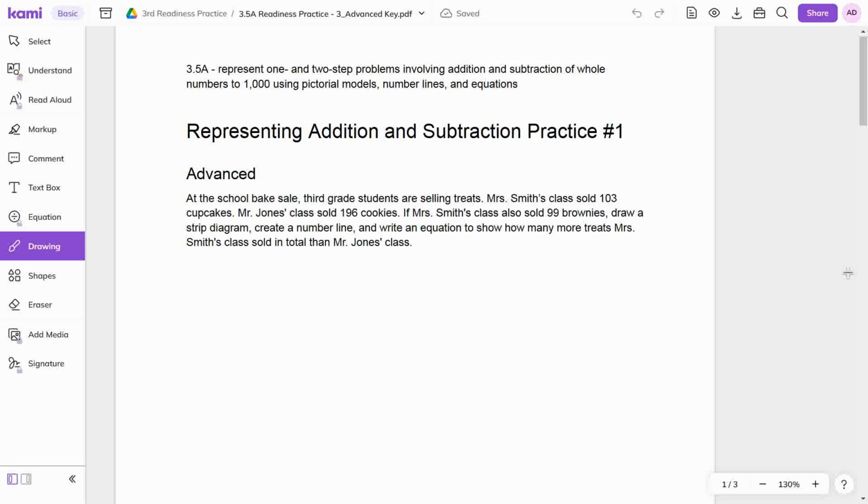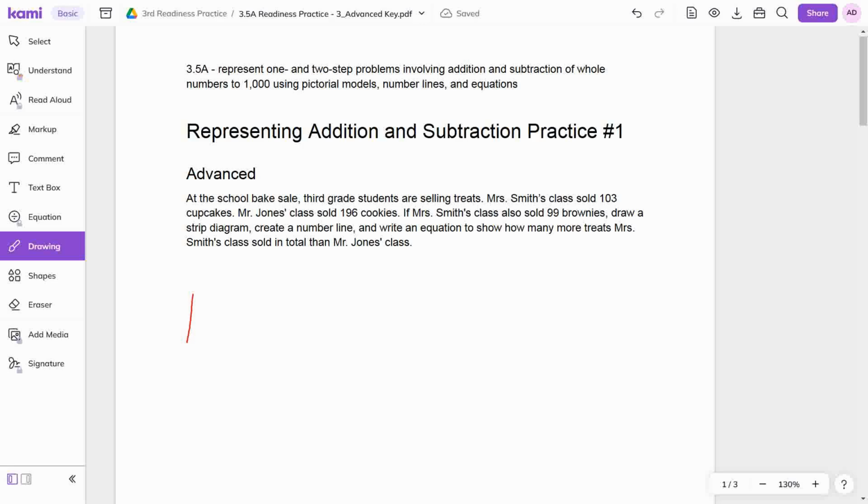So we have a bake sale here. We've got some third graders selling treats in Mrs. Smith's class and Mr. Jones' class. We need to draw a strip diagram, create a number line, and write an equation comparing them. So let's start with a strip diagram.